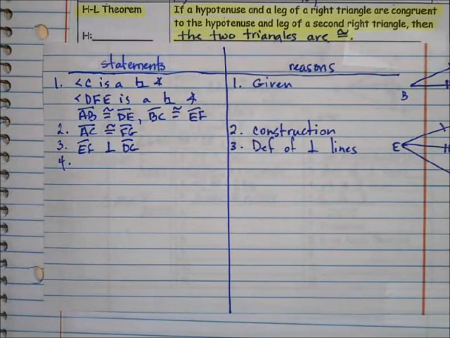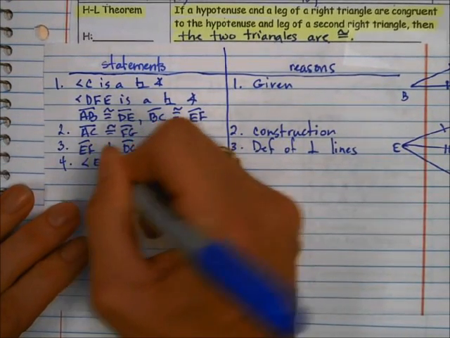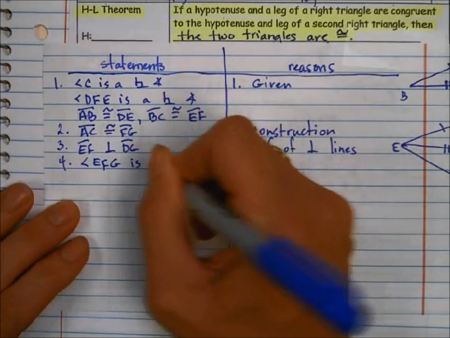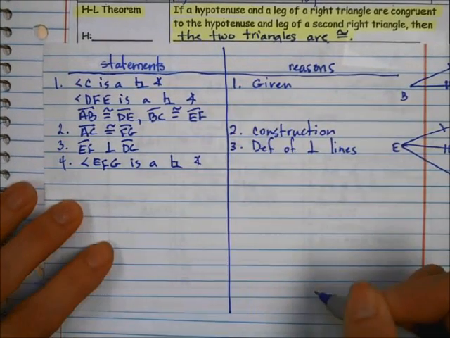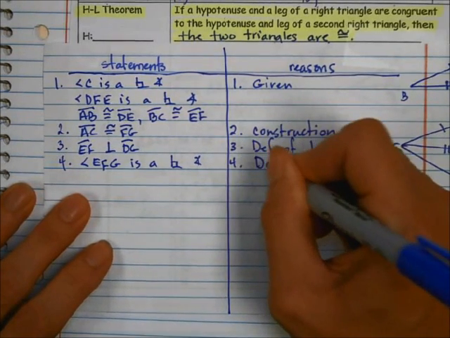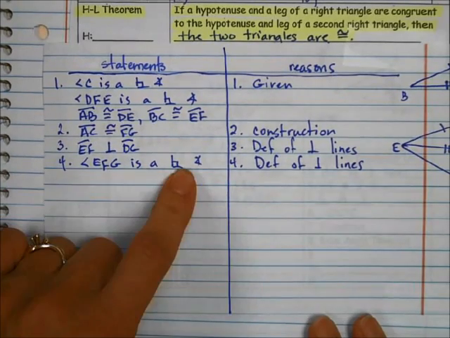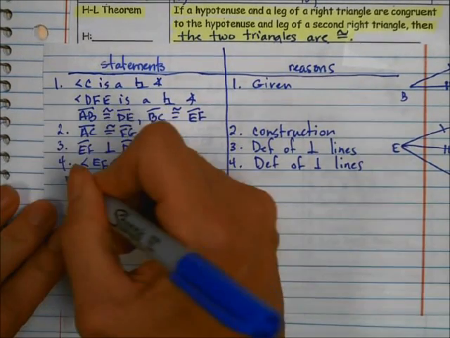If you have perpendicular lines, then what you have is a right angle. So angle EFG is a right angle. Definition of perpendicular lines again. That's what perpendicular lines do. They create right angles.